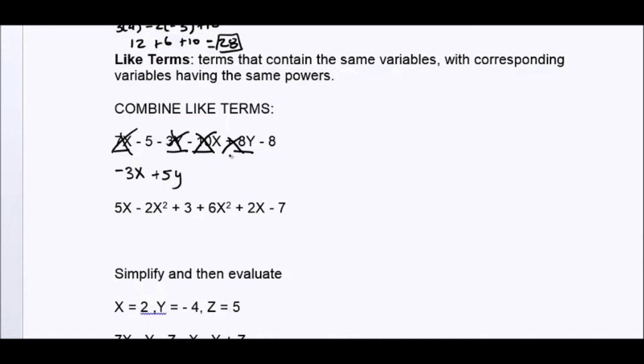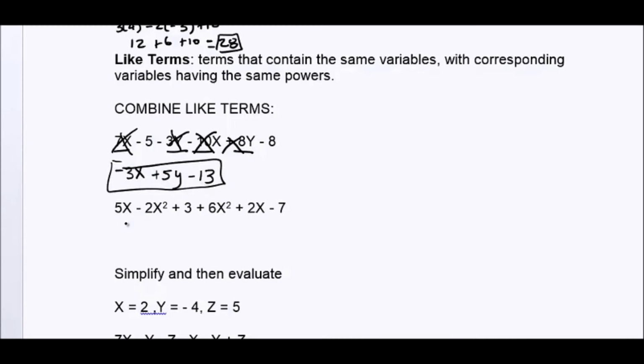And then your numbers. So they're both negative, so your answer is going to be negative. You owe $5, you owe $8, altogether you owe 13. And that's it. We can't do anything else. We're not evaluating it, so there's no value to substitute into the variable, so this answer stays as is. So your answer is negative 3x plus 5y minus 13.